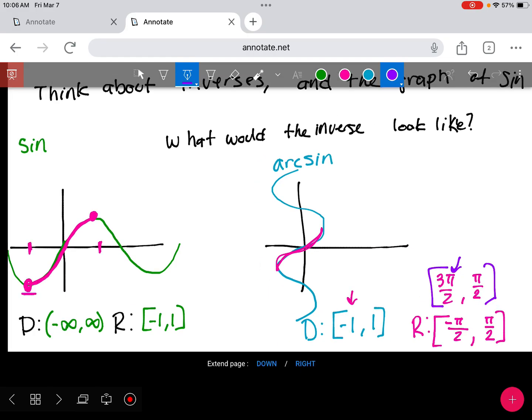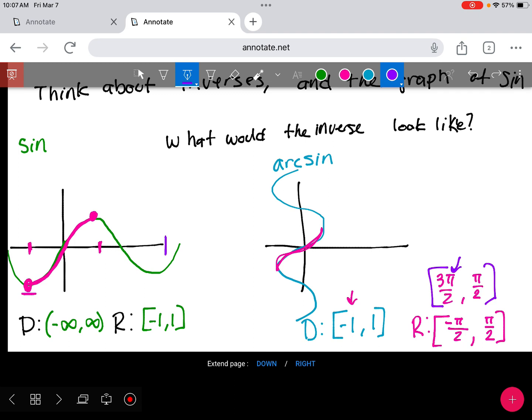And then if we did pi over 2 to 3 pi over 2, we're over here, and we wind up with things that are weird. So we just take kind of the center, but we have to scooch it to the left. So we're minus pi over 2 to pi over 2.